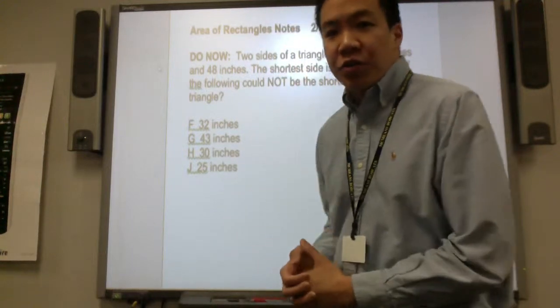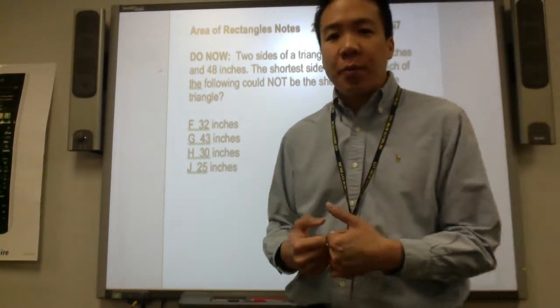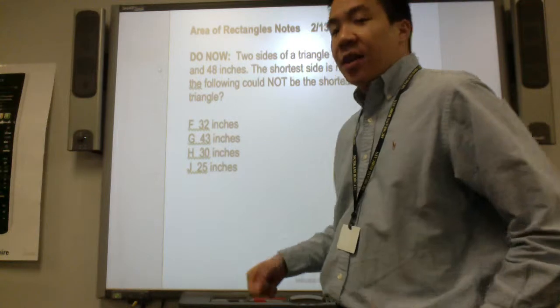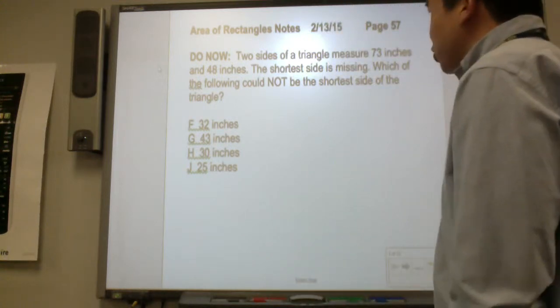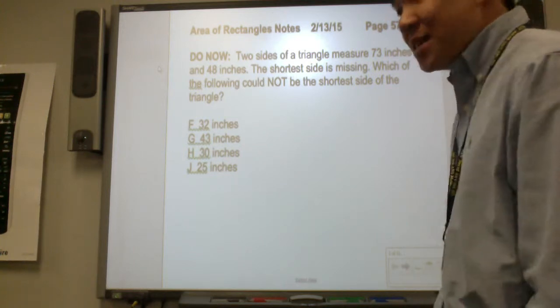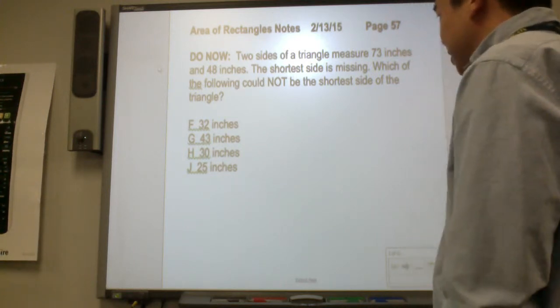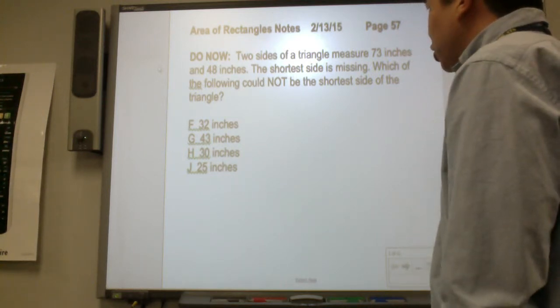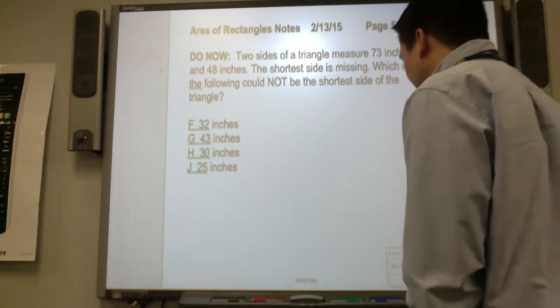Area of rectangles. So before we do that, what do you remember about triangle inequalities? Two sides of a triangle measure 73 inches and 48 inches. The shortest side is missing. Which of the following could not be the shortest side?